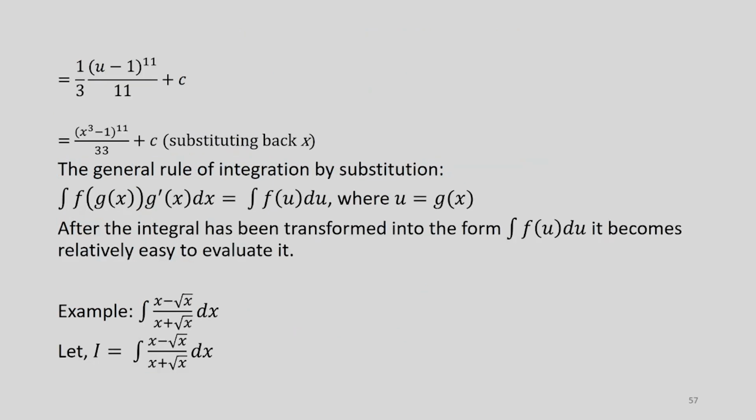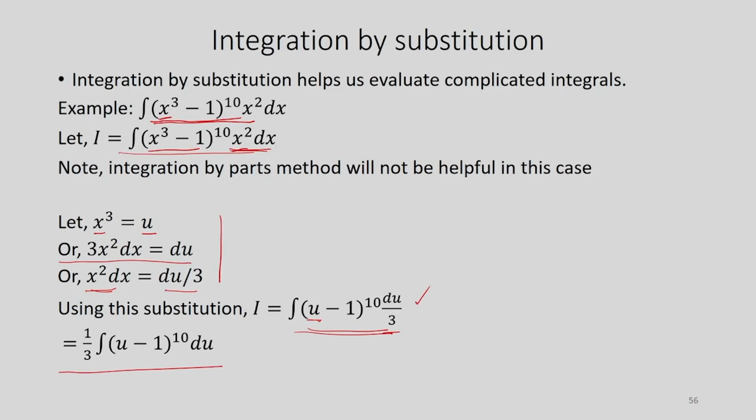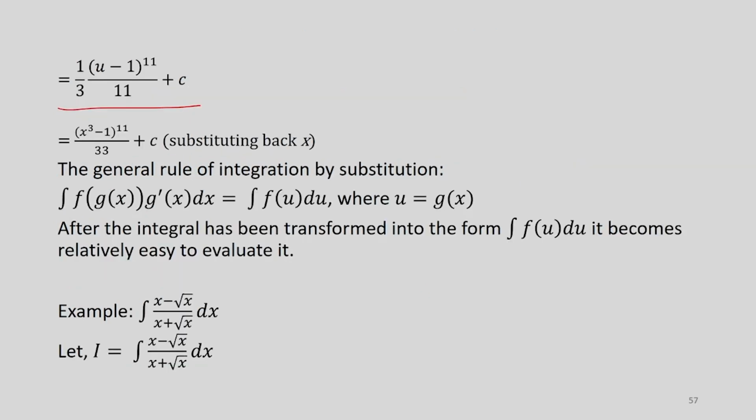And this can be easily found out. What is the integration of this? It is 1/3 of u minus 1 whole to the power 11. Here the power is 10, so 10 plus 1 is 11, divided by 10 plus 1, which is 11, and plus there is this constant term. So, it becomes x cube minus 1 whole to the power 11 divided by 33, because 3 multiplied by 11 is 33, plus c.